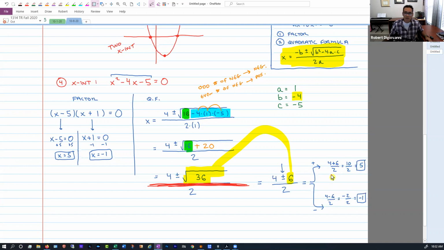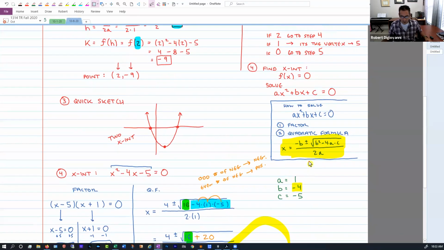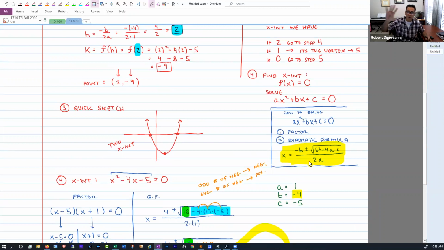Is everyone clear on what I did on these two cases? Look at our answers. 5 and negative 1. That's the same thing I had here. 5 and negative 1. Much longer process. Lots of places you can make mistakes, but you get the same answers. All right. How are we doing on time? Okay. So now we've done step 4, right? We've found the x-intercepts. We have both of them. They're 5 and negative 1.